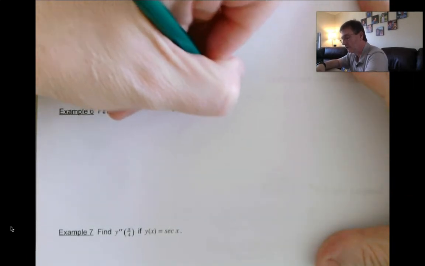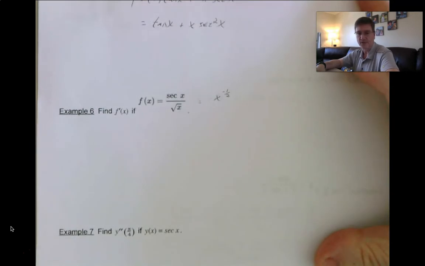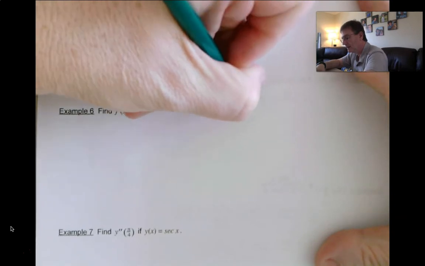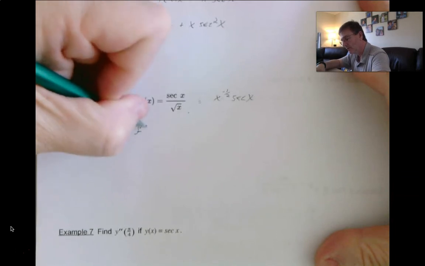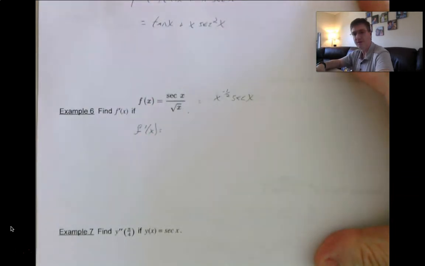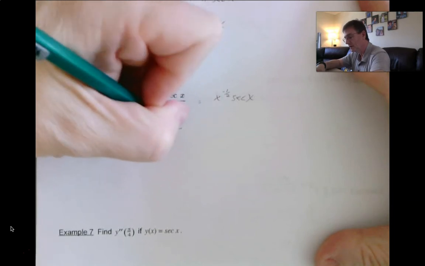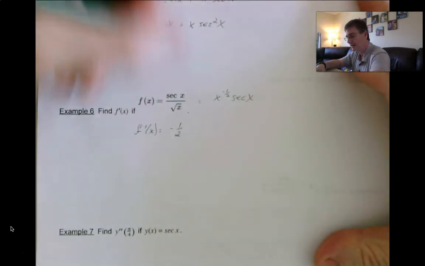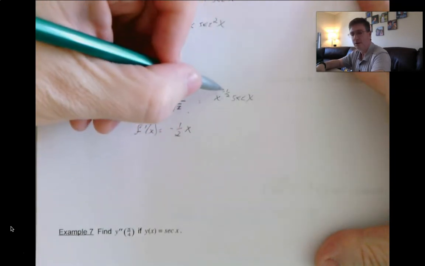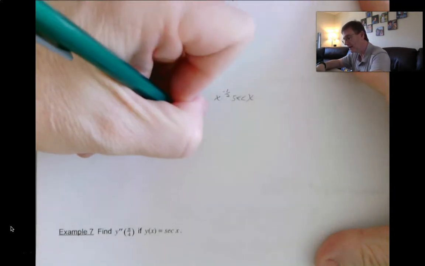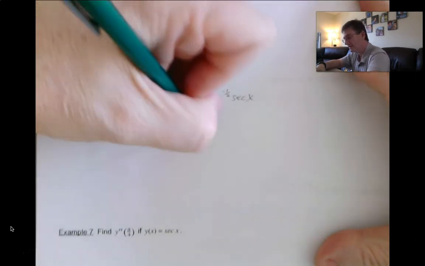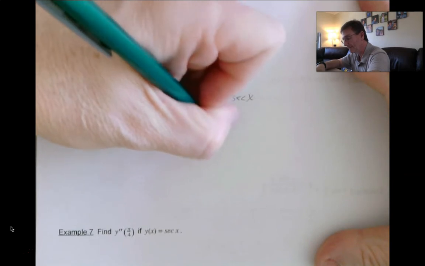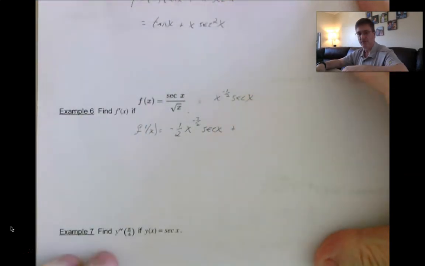x to the negative 1/2 power. When I move it from the denominator to the numerator, it changes the exponent from positive to negative. Secant of x. Okay, so now we're going to do product rule. F prime of x equals derivative of the first, negative 1/2, bring the exponent down, x raised to, subtract 1 from negative 1/2, we have negative 3/2. So derivative of the first times the second, plus derivative of the second.